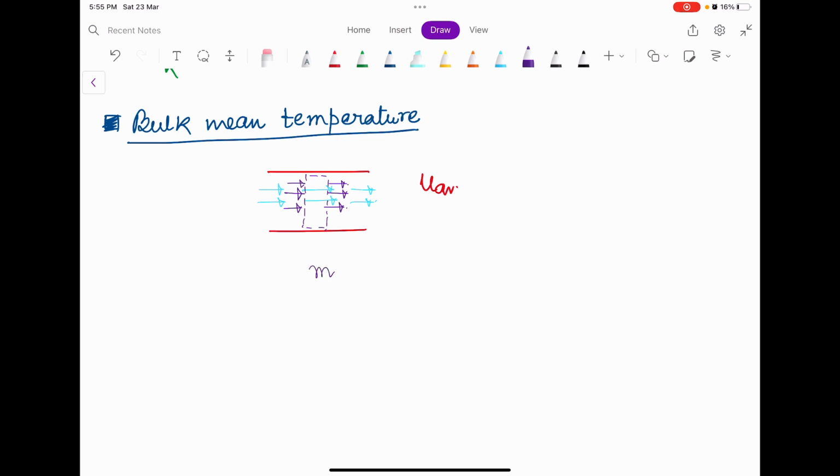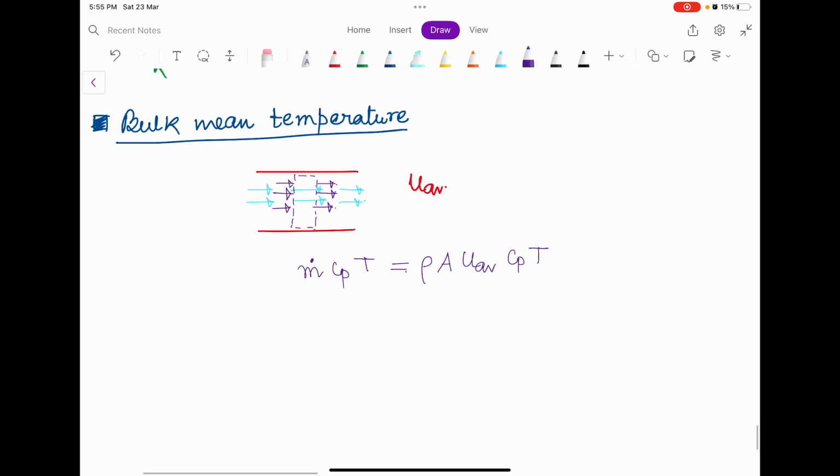So that is m dot Cp into T, right? m dot Cp into T, because for an ideal gas we can write that H is equal to CpT. So we are considering the ideal gas here, and m dot is what? Rho into A, that is the area of cross section, into U average into Cp into T.